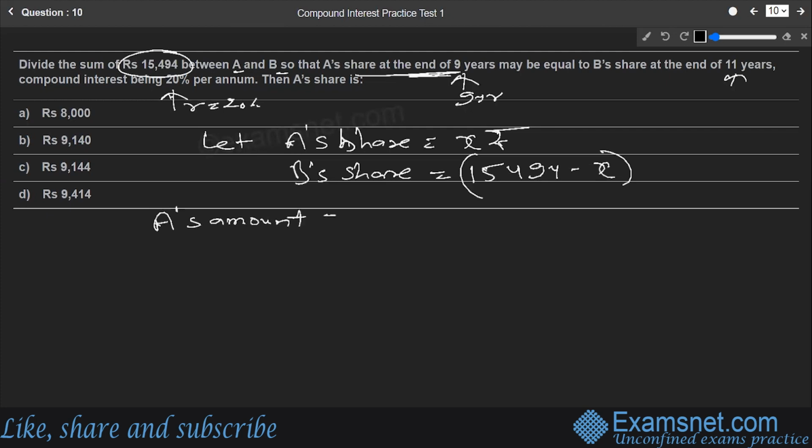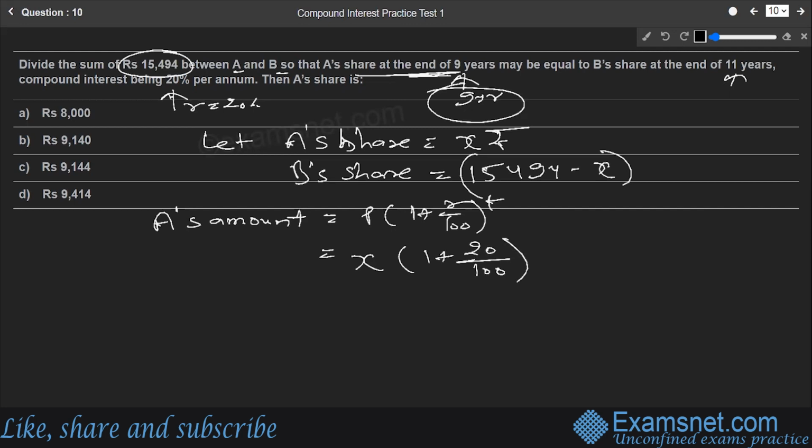A's amount is going to use the formula P into 1 plus R over 100. So A's principal is X, 1 plus the percentage, which is 20 for both, and they ask us to calculate this for 9 years, so the time value will be 9. If you simplify this first, 20 by 100 is going to be 1 by 5, so it's going to be 6 by 5. So X into 6 by 5 to the power 9. That is A's amount.